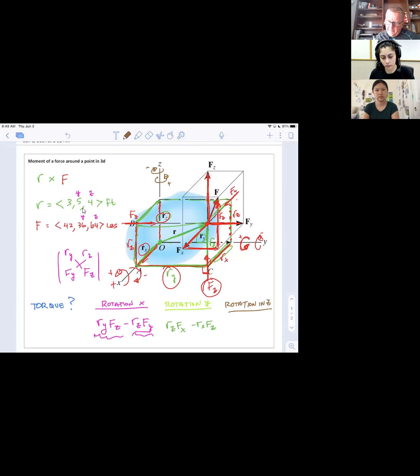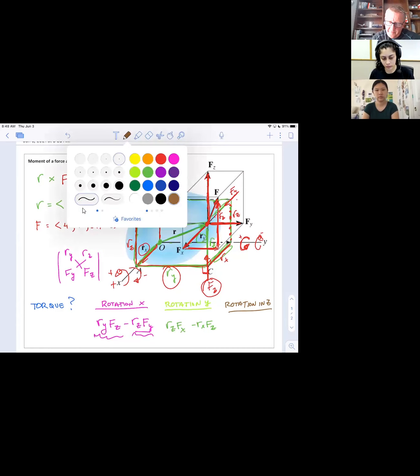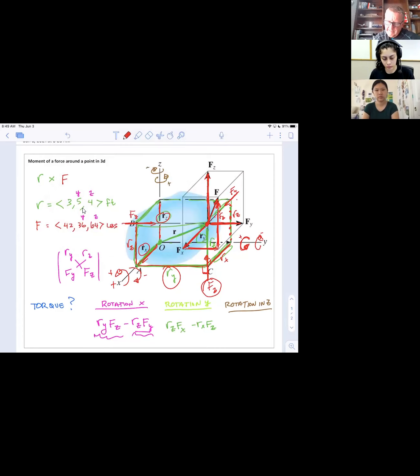So let's see if we can stare at this. And so now we've got the force in, well, not Z, so X. We got this force in X right here. How far is that from Z? Where do I draw this? Well, I already drew it right here.